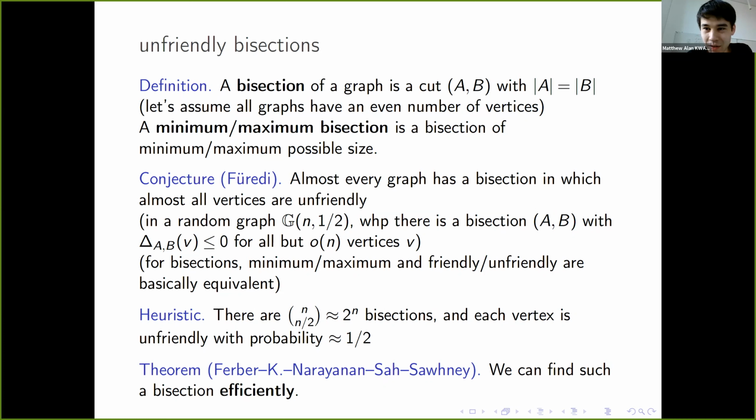Okay, are there any questions about any of this? Okay, so that's the introduction. Now I'm going to spend the rest of my time telling you how to prove this theorem. So I think there's a lot of really interesting ideas and techniques here.